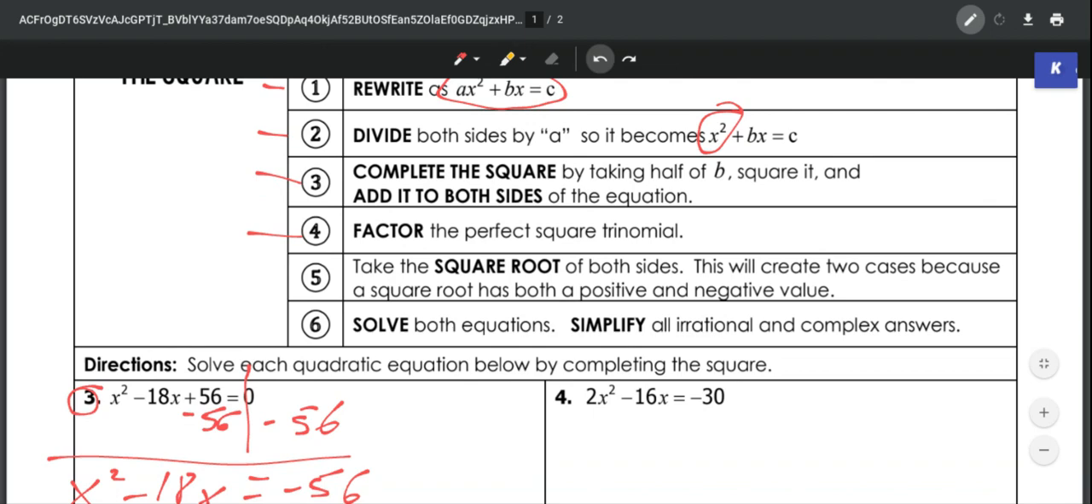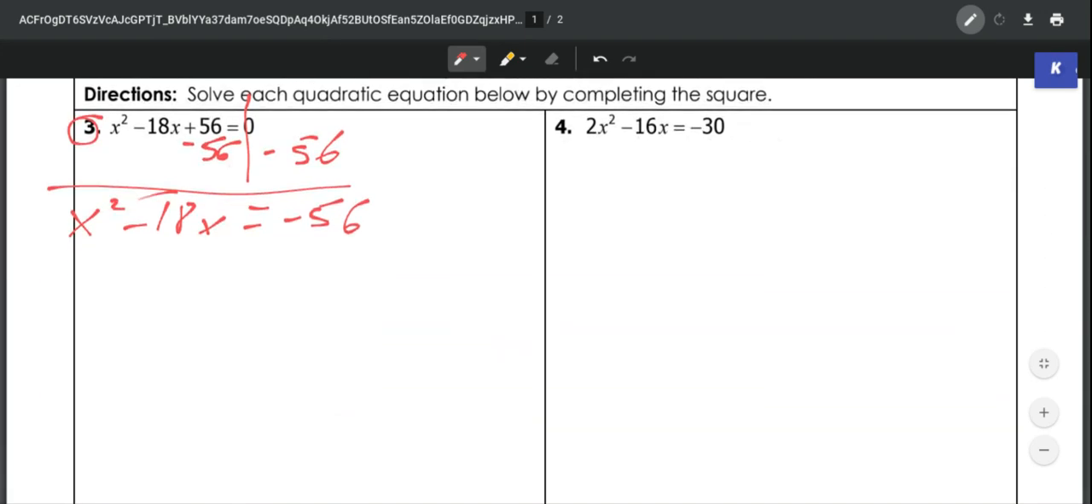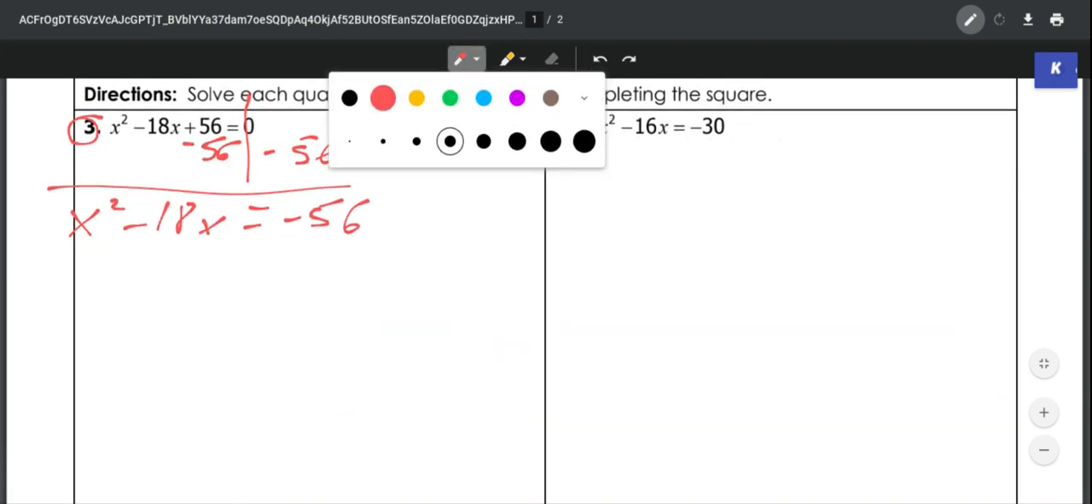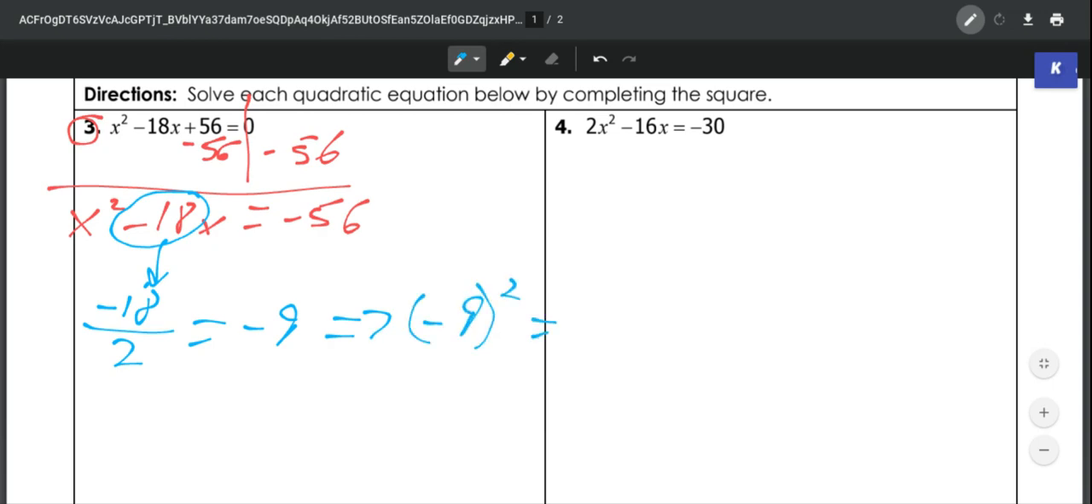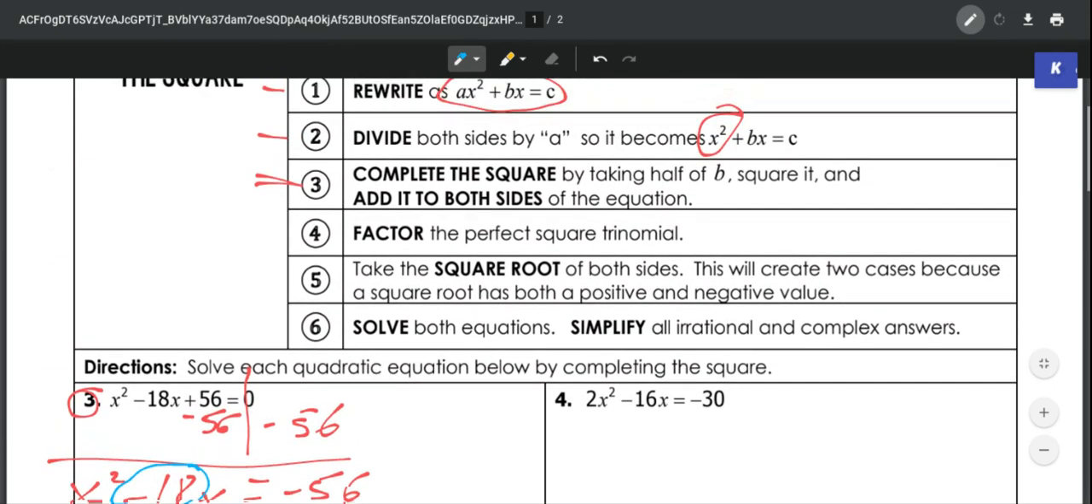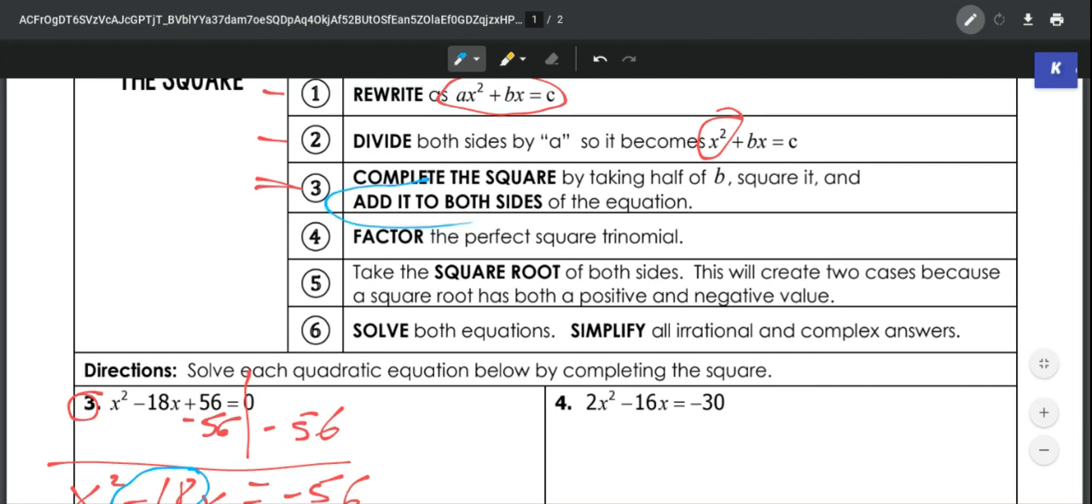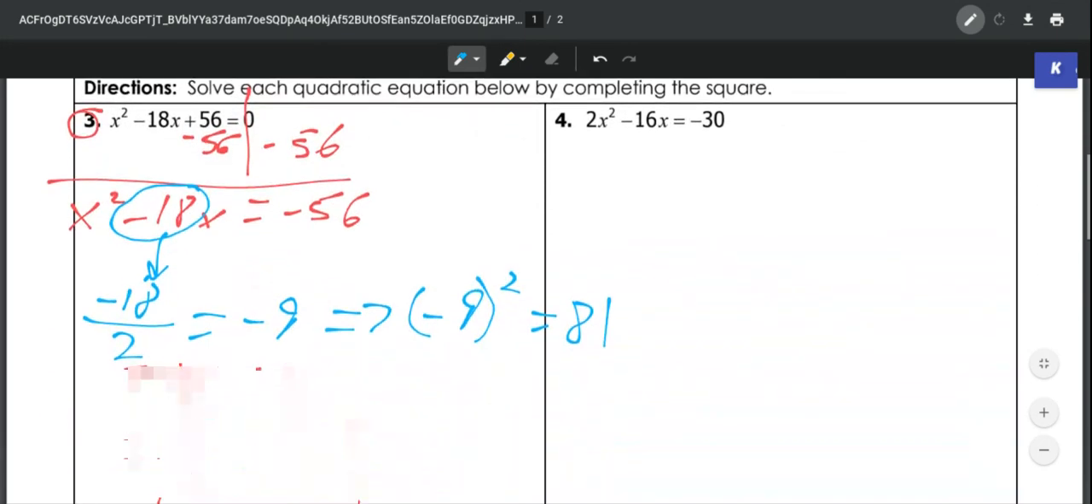So let's look at step 3. Now we are on step 3, and that is to actually complete the square. We do that by taking this b coefficient, or the x term coefficient, which is negative 18. We're going to divide that by 2, which is negative 9. Then we will square that. So negative 9 squared would be 81. And the last step of that is to add it to both sides of the equation.